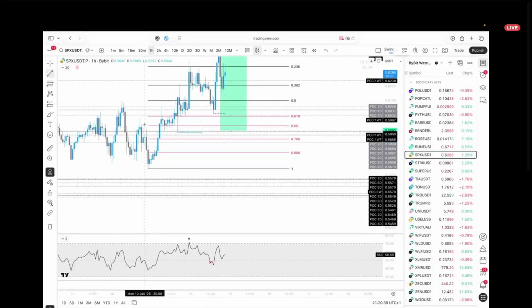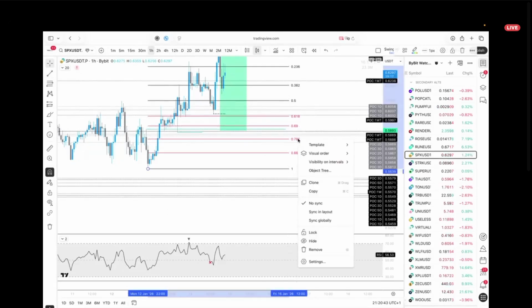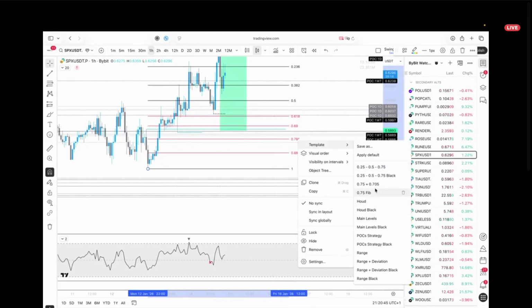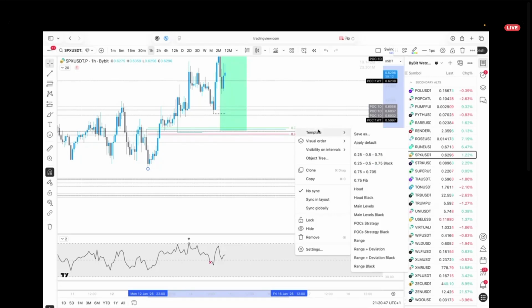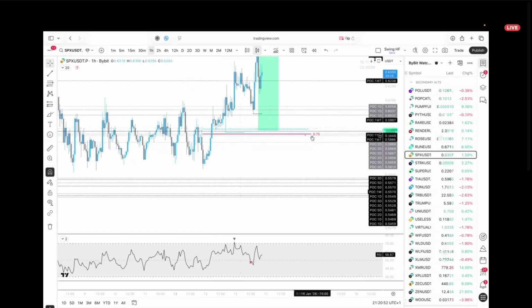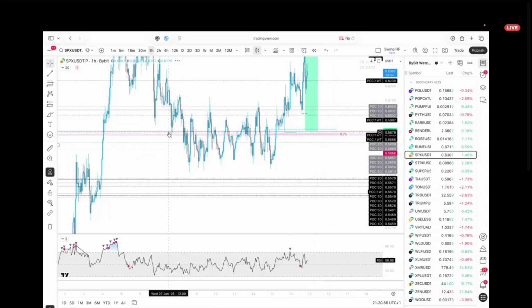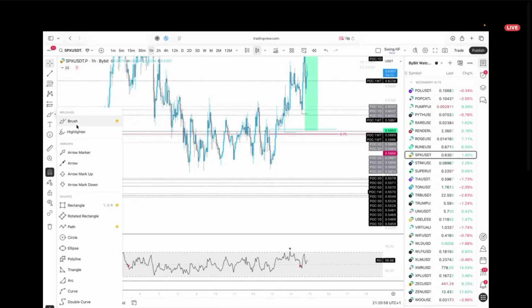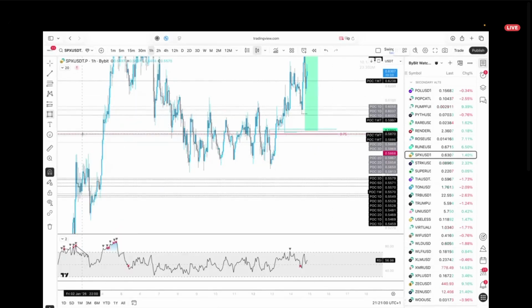these rejections here, okay, and these are in line with POCs plus 0.75 area. Okay, so this is a very good zone. As you can see, if we go with 0.75 area, we have a box, very important level.